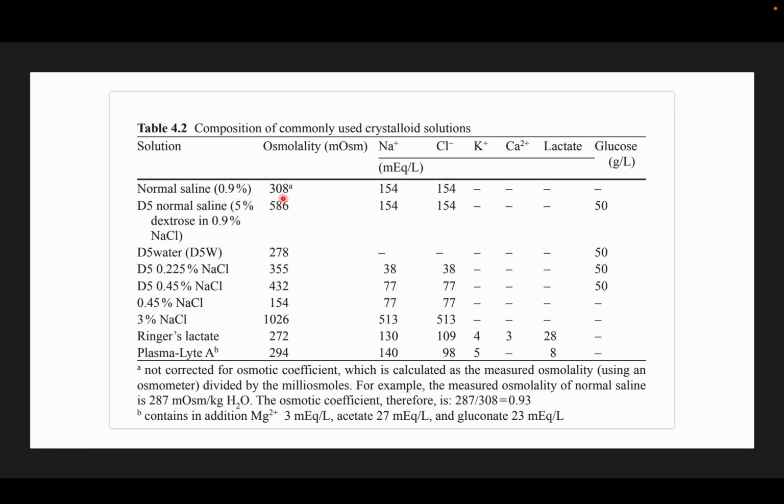Normal saline has an osmolarity of 308, almost similar to our serum osmolarity. It has 154 milliequivalents of sodium and 154 milliequivalents of chloride. Whereas dextrose in normal saline has 154 milliequivalents of sodium and 154 milliequivalents of chloride, and 50 grams per liter of glucose is also added.